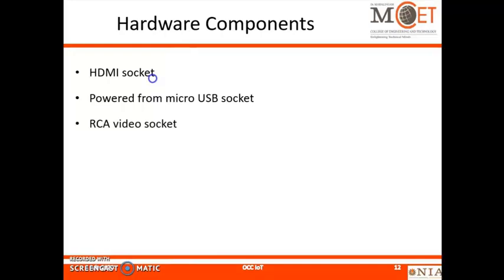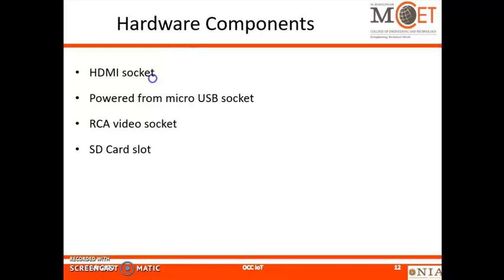RCA video socket. So far we have seen the RCA audio socket. Similarly, video can also be connected here. And the main important thing is the SD card slot. So this is a full-sized SD card slot. So what does it actually hold? It actually holds the operating system of Raspberry Pi. So an SD card with OS installed is required for booting the device.